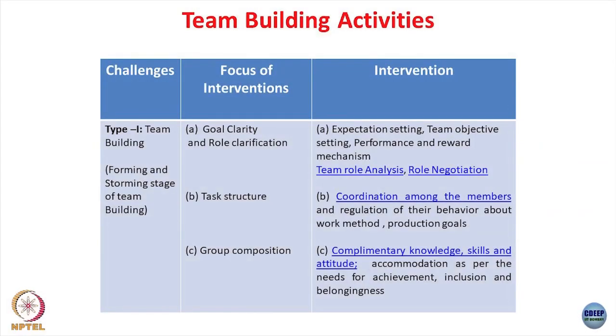Let us look at the type 1 problems of the teams and challenges, and what are their solutions. Generally, type 1 problems which are related to team building happen in the forming and storming stage of the team function. Forming phase is when you actually constitute the teams based on some objective data like competency, temperament, past performance, experience, etc.